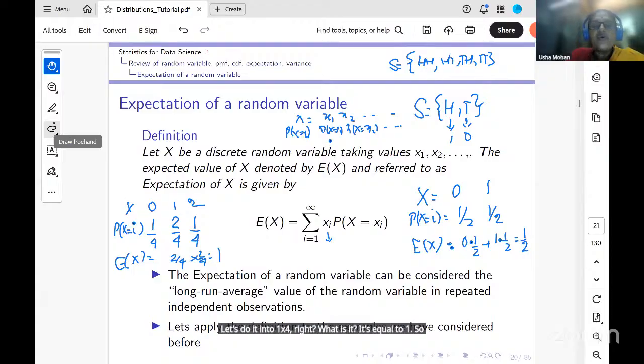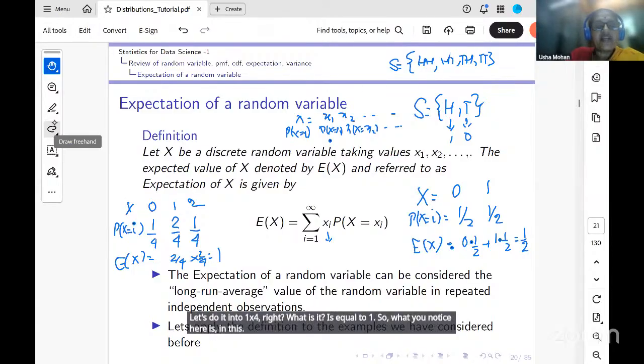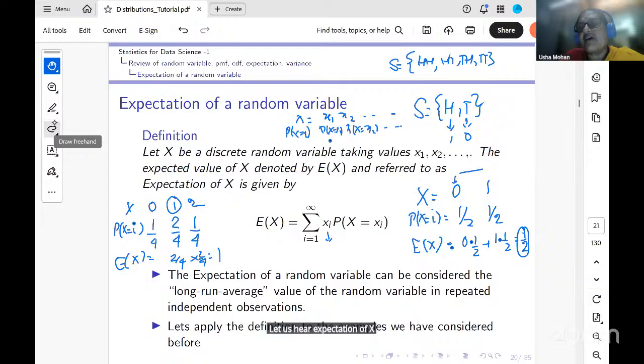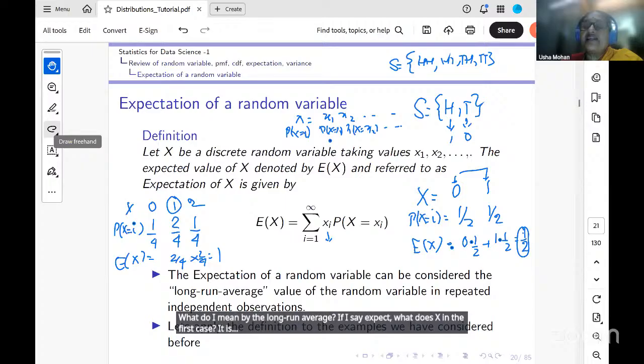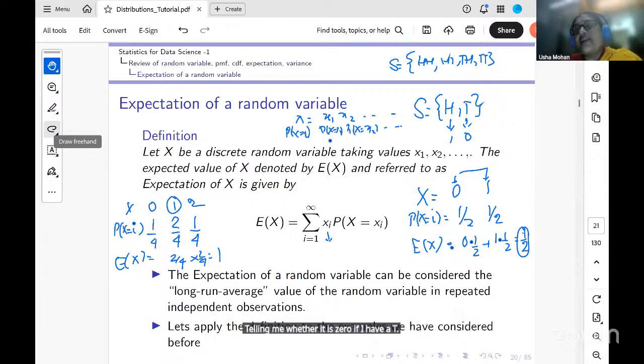What you notice here is that in this case the expectation of X is taking a value of X, whereas in the first case the expectation of X is not taking any value of X. So what is this? It is termed a long run average. What do we mean by the long run average? In the first case, X is 0 if I have a tail and 1 if I have a head, and I'm telling you the expectation of X is half. That doesn't mean you're going to get an outcome which is half, because the outcomes can be only head or tail. But how do I interpret this half?